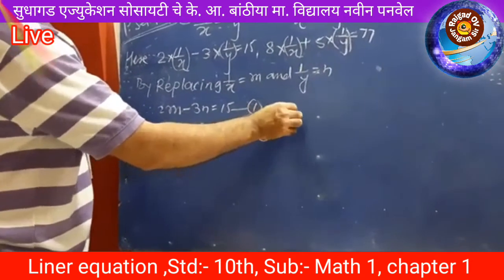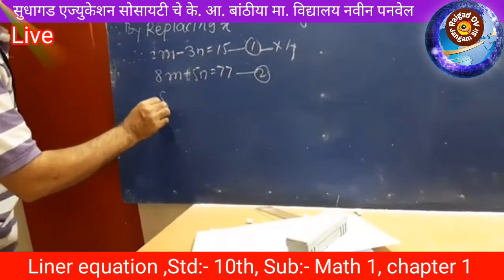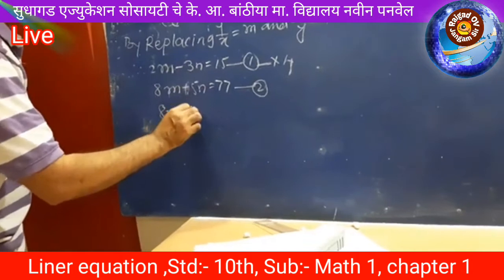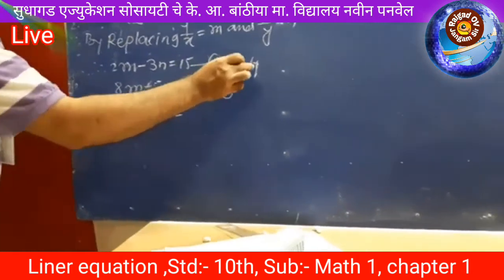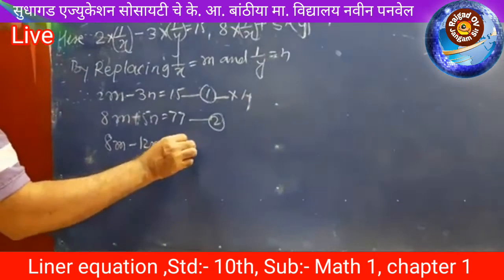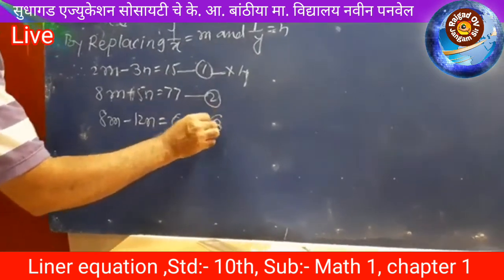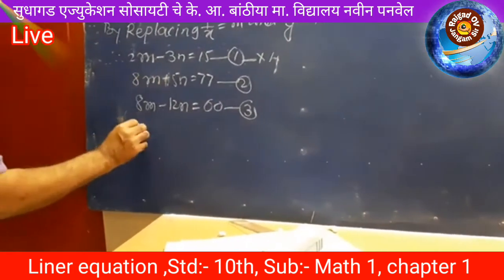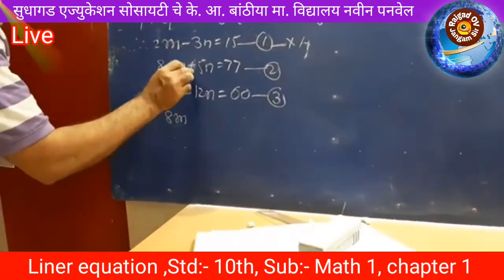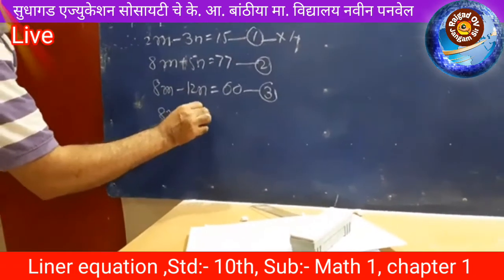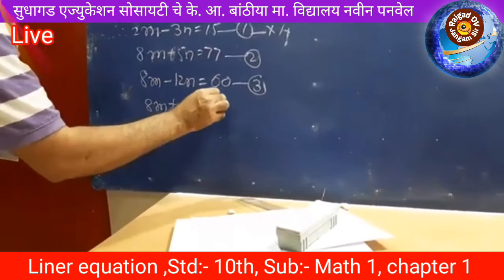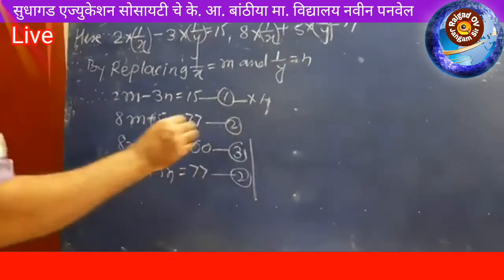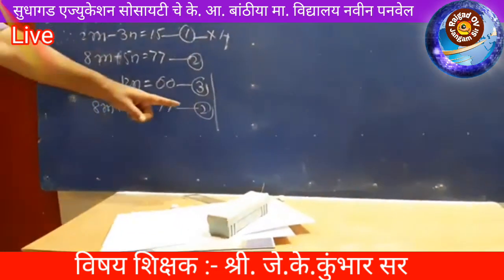This is in short 4 into 2, 8m minus 4 3s are 12n is equal to 15 4s are 60, is equation number 3. And now write equation number 2 as it is: 8m plus 5n is equal to 77, equation number 2. Means subtract equation 2 from 3.